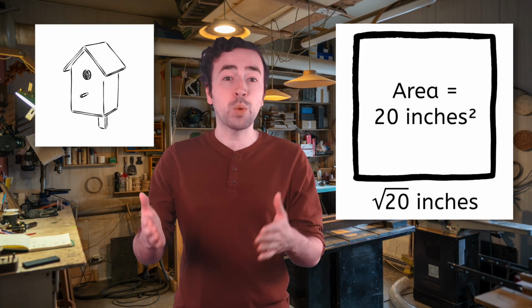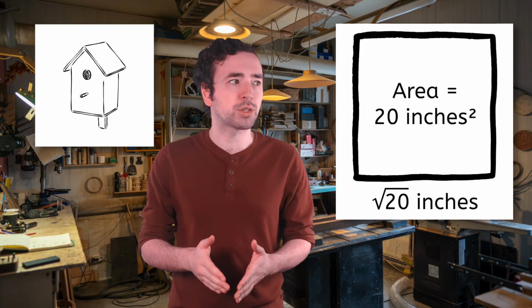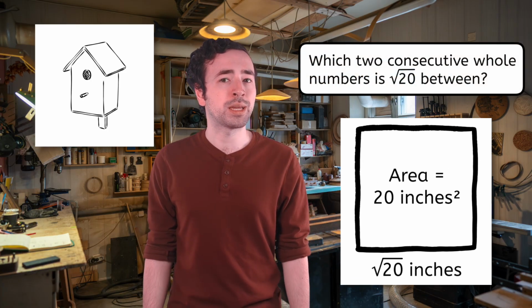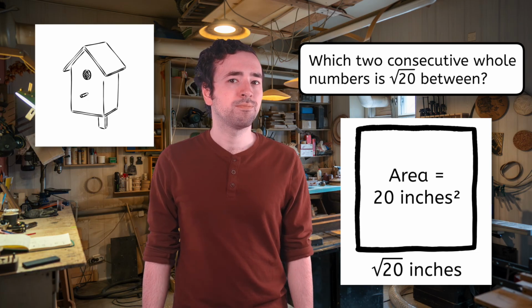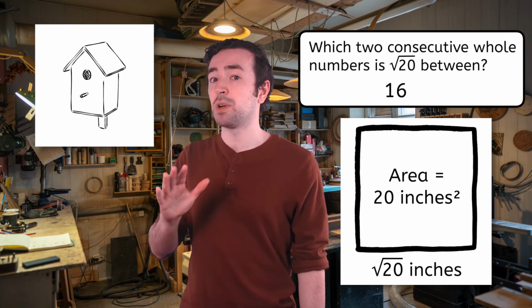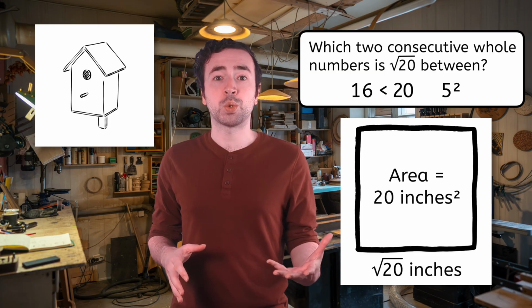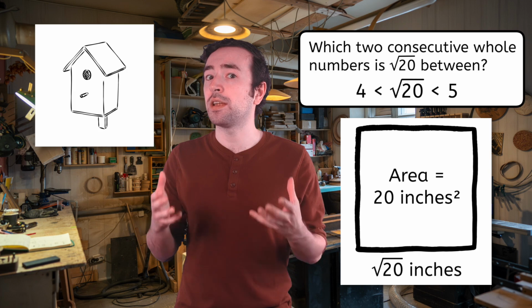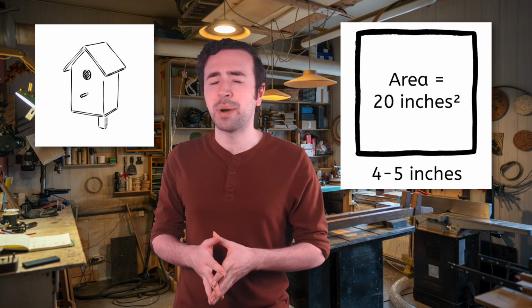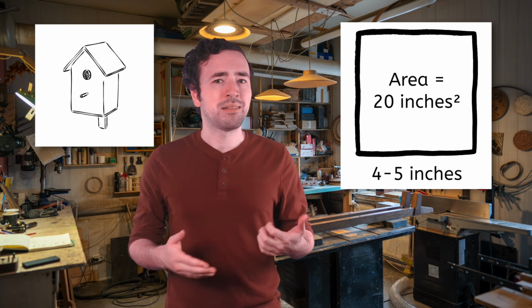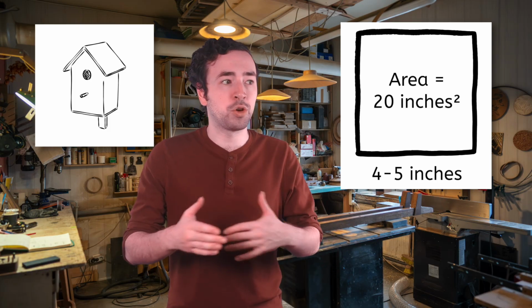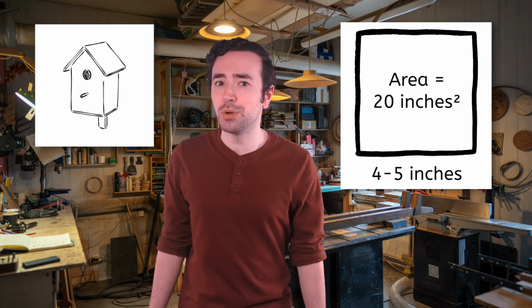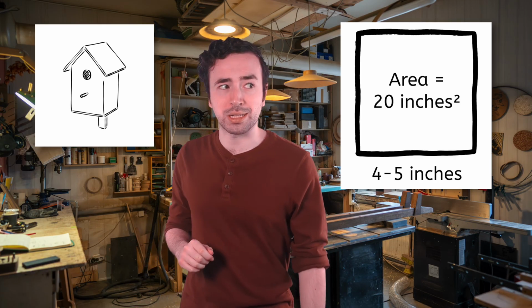We already know how to find which 2 whole numbers a square root is between, so let's start there. Which 2 consecutive whole numbers is the square root of 20 between? 4 squared is 16, that's a little smaller than 20, and 5 squared is 25, a little bigger. So the square root of 20 must be between 4 and 5. That's a nice estimate, but I don't think it's good enough for my birdhouse. I mean, how am I supposed to know where to cut the wood if the side length could be anywhere between 4 and 5 inches? Looks like we need to explore more about square roots to get a more accurate estimate for this project.